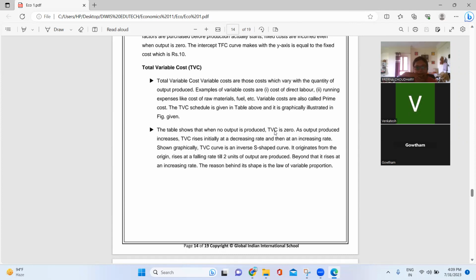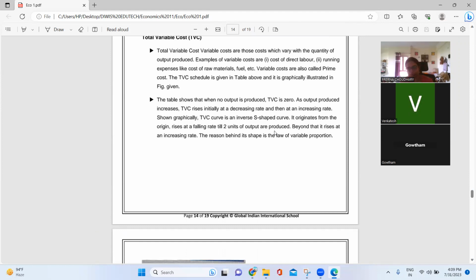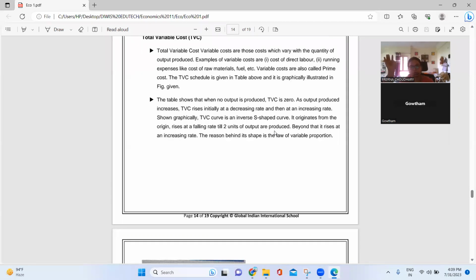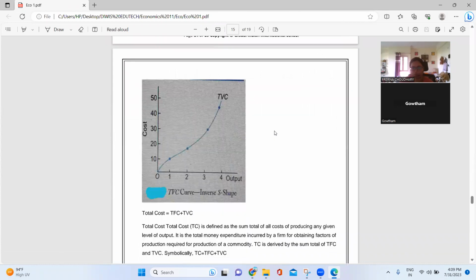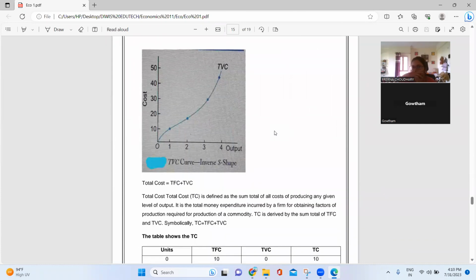So the table shows that when no output is produced, TVC is zero. As output produced increases, TVC rises initially at a decreasing rate and then at an increasing rate. Shown graphically, the TVC curve is an inverse S-shaped curve. It originates from the origin, rises at a falling rate till 2 units of output are produced. Beyond that, it rises at an increasing rate. The reason behind this is the law of variable proportion. So this is the shape of the TVC.